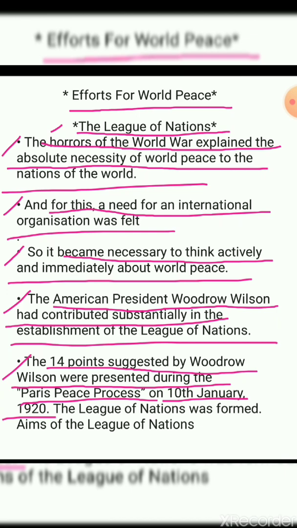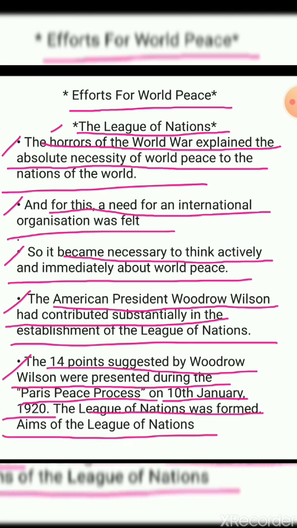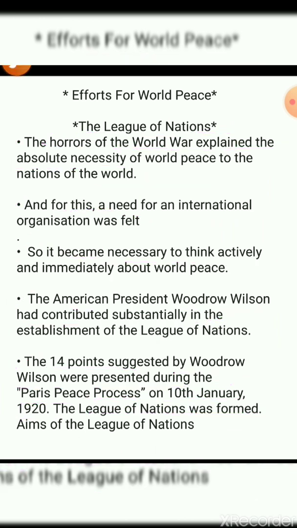On 10th January 1920, the League of Nations was formed. The aims of the League of Nations: the League of Nations was formed, and now we will see the aims. With what motive was the League of Nations built?